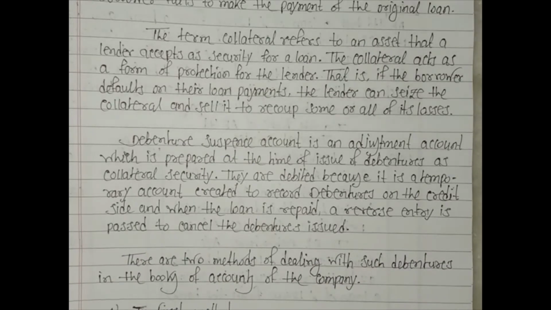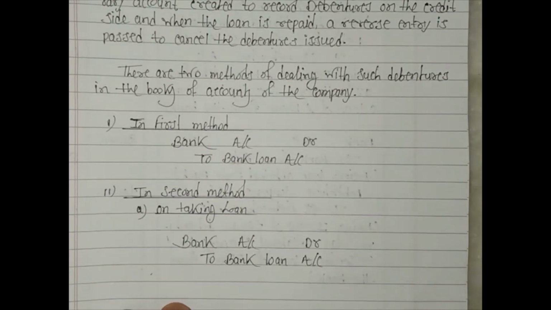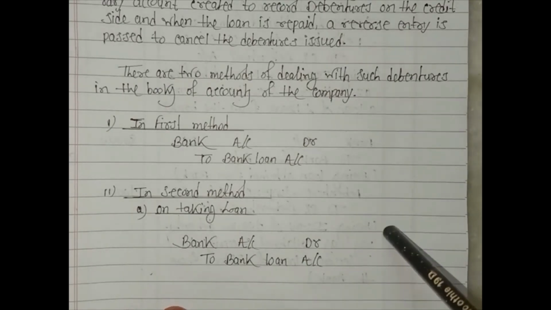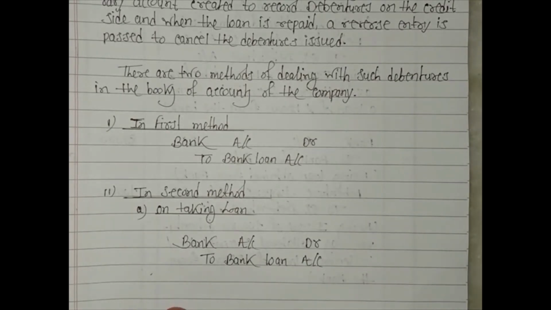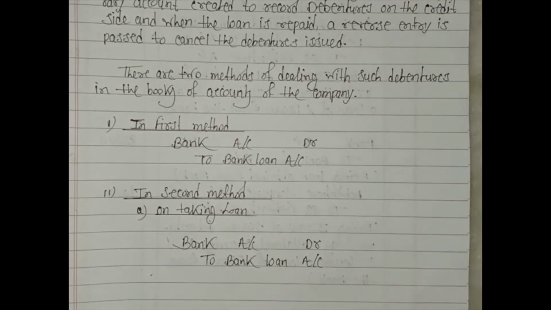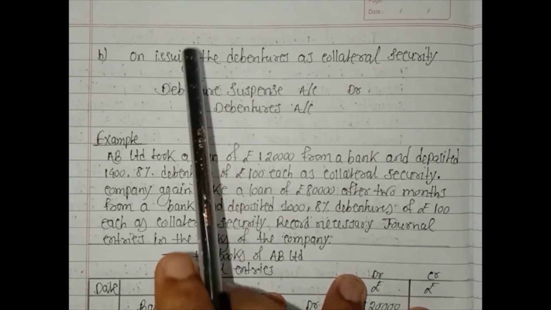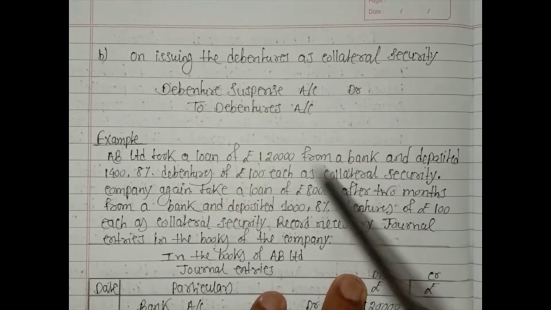Now see the methods of accounting for debentures. Basically there are two methods. In the first method, we just write bank account debit to bank loan. There is nothing to be written for the debentures issued as collateral securities. But in the second method, we post both. The first is the same, that is, bank account debit to bank loan account. And the second part of the second method, on issuing the debentures as collateral securities, is debenture suspense account debit to debenture.